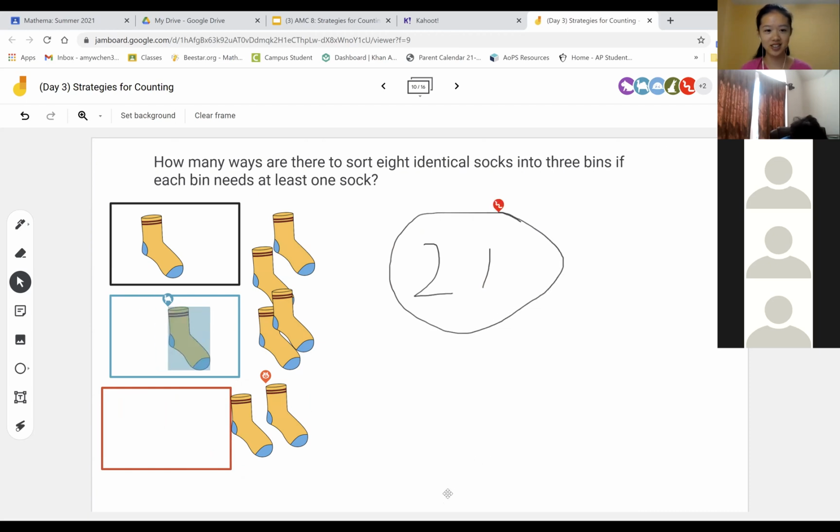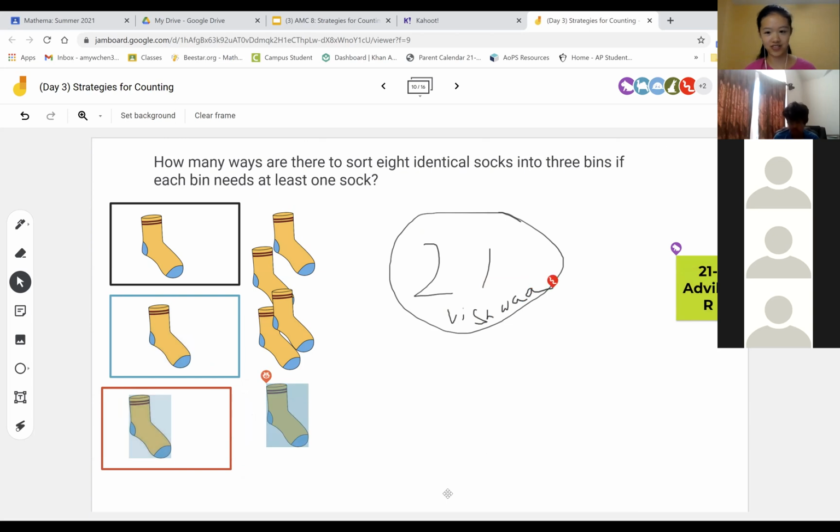Oh, someone has the answer. Okay, each bin needs 1 sock. Yeah, 21 is the correct answer. How did you... or we should probably call on someone to explain. Okay, Vishwas, it looks like you already circled the answers, so just tell us.